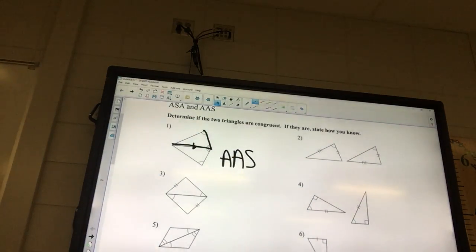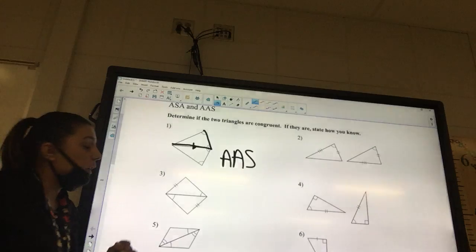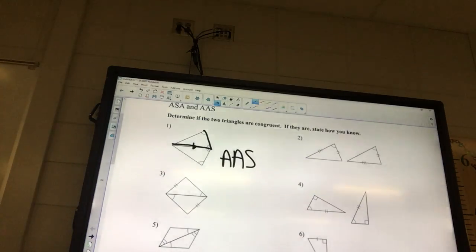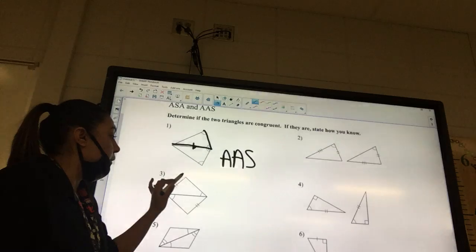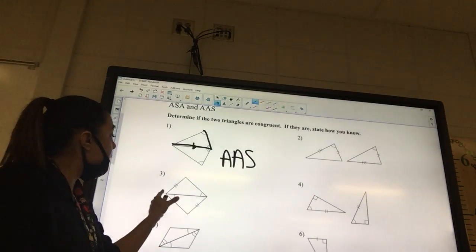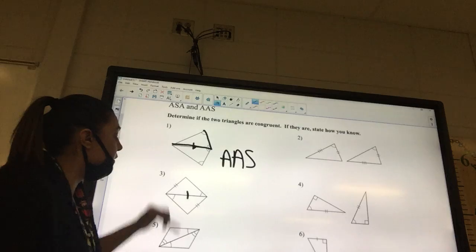Okay, look at 3. What are we given? We're given an angle. What else? Side. Okay, is there anything we can mark? We can mark in the middle. Why? Yeah, so these are both touching. This bottom side is this bottom side, which means they have to be congruent.